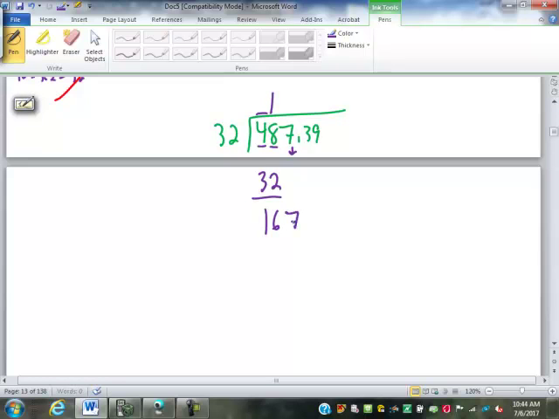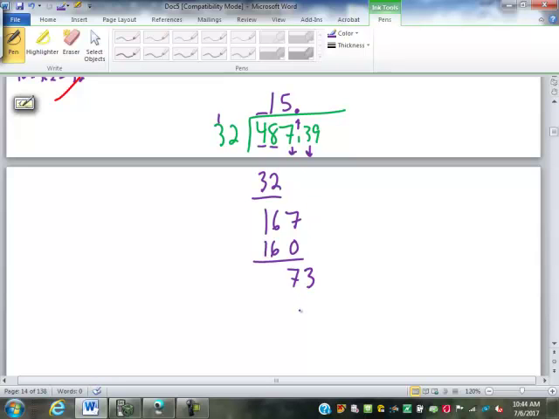I bring down the 7. Does 32 go into 167? Yes, it's going to go 5 times. 5 times 2 is 10, carry the 1. 5 times 3 is 15, plus 1 is 16. 32 times 5 is 160. So I subtract, how much is left over? 7. What do I do next? Before I can bring down the 3, what do I have to do? Move the decimal point up. So now I bring down the 3.